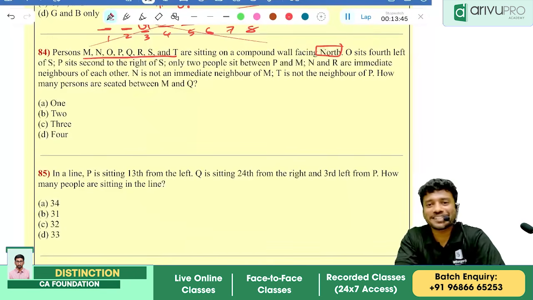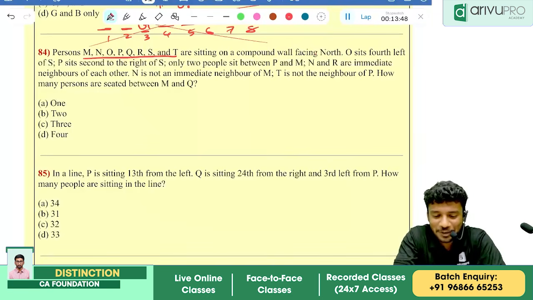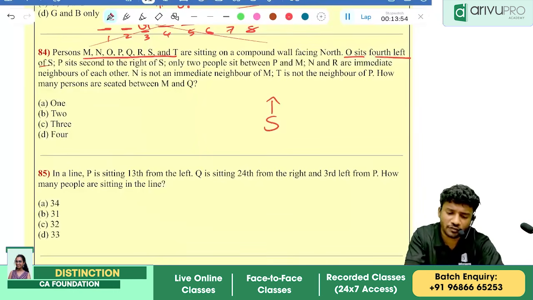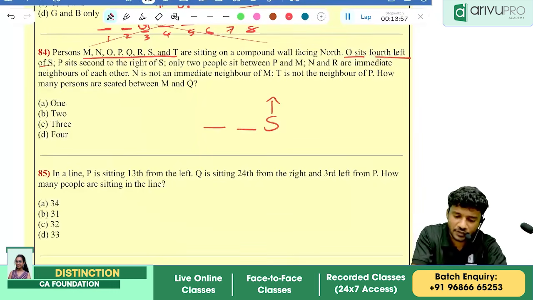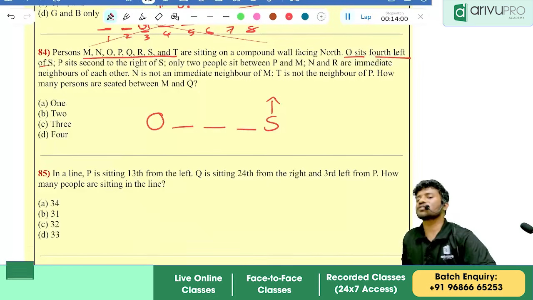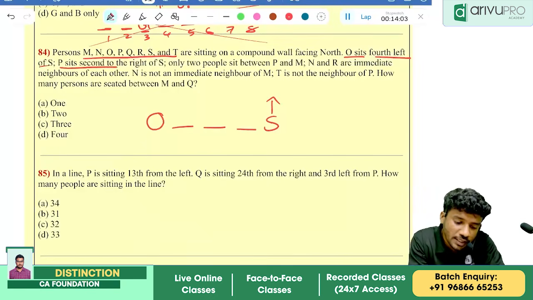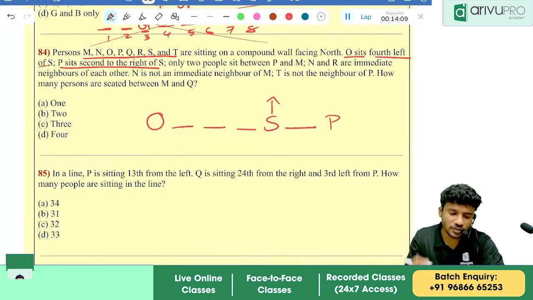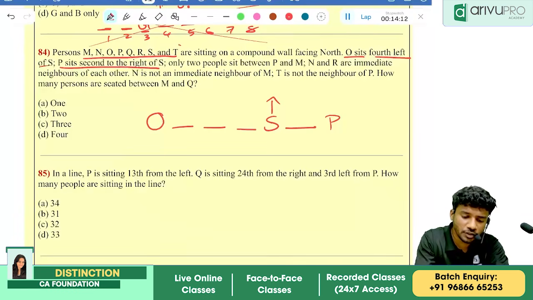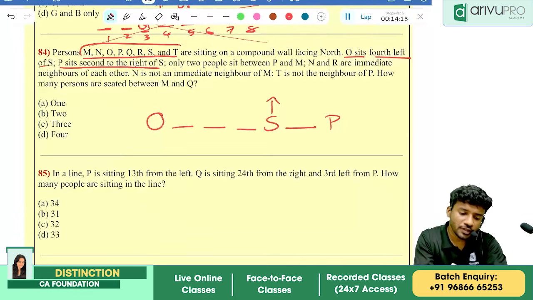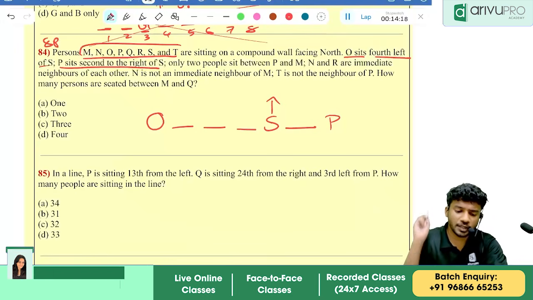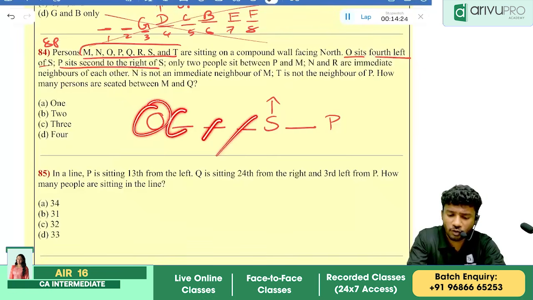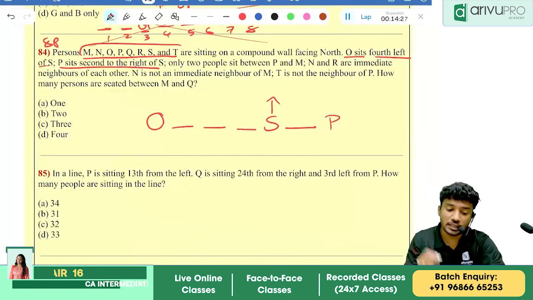Now, M, N, O, P, Q, R, S, T are sitting in a compound wall facing north. O sits 4 to the left of S. O sits 4 to the left of S means first left, second left, third left, then fourth left. Who is there? O is there. P sits second to the right of S. Second to the right means one person will be there. Then who is there? P is there. That much is completed. How many people are there in total? You tell me. 8 people are there in total. Now, how many are there? You tell me. 1, 2, 3, 4, 5, 6, 7 are there. That is very important. Now read.